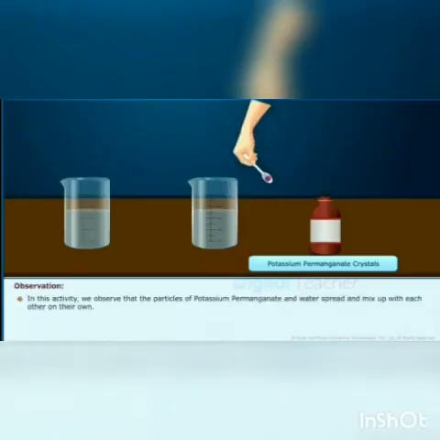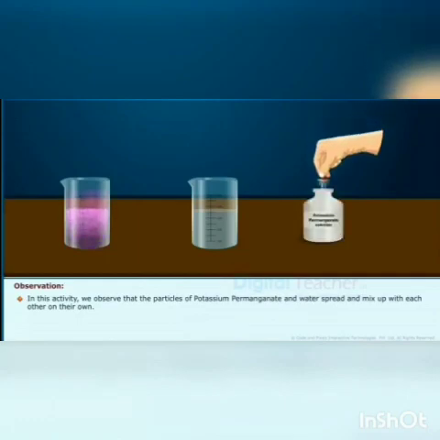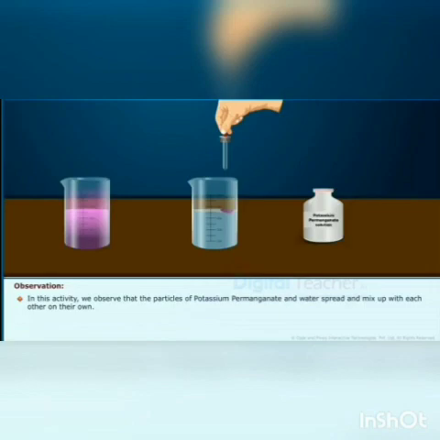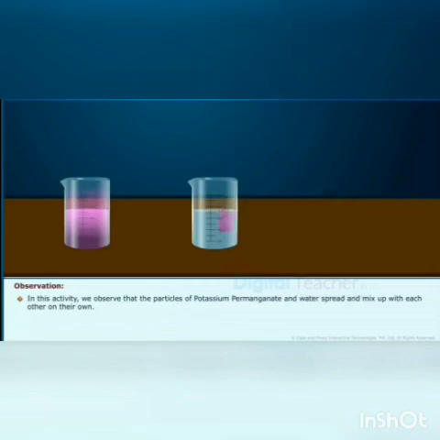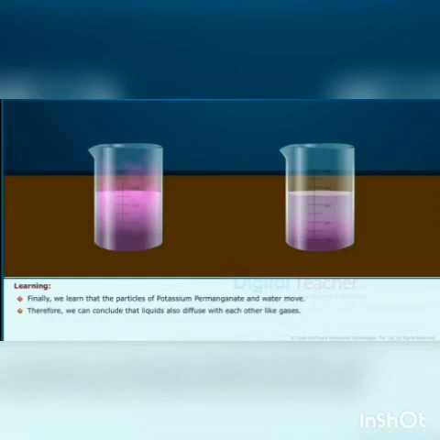In this activity, we observe that the particles of potassium permanganate and water spread and mix up with each other on their own. Finally, we learn that the particles of potassium permanganate and water move. Therefore, we can conclude that liquids also diffuse with each other like gases.